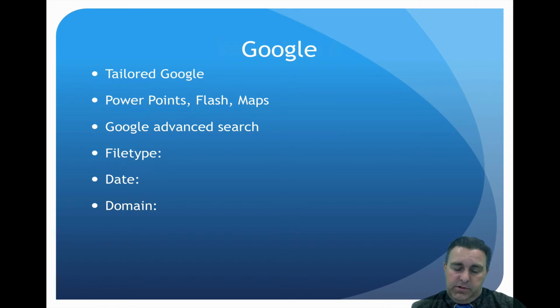Okay, so Google is tailored. Whoever you are, whatever computer or platform you're on, wherever you are in the world, Google is tailored specifically for you. It keeps track of the work you do, the searches you've done, and everything you've looked at previously, and then tailors the search engine to what you're interested in.